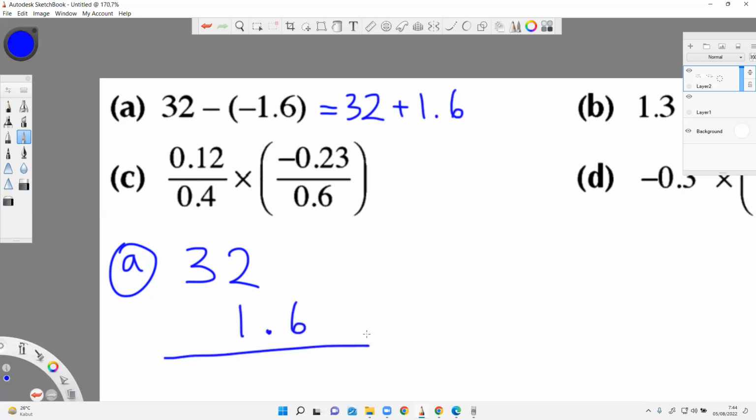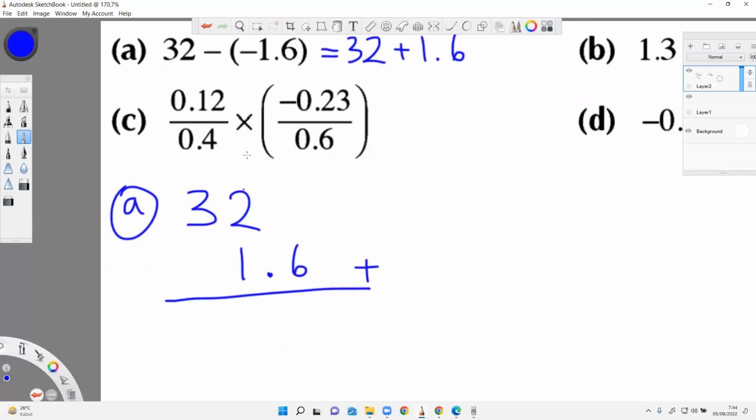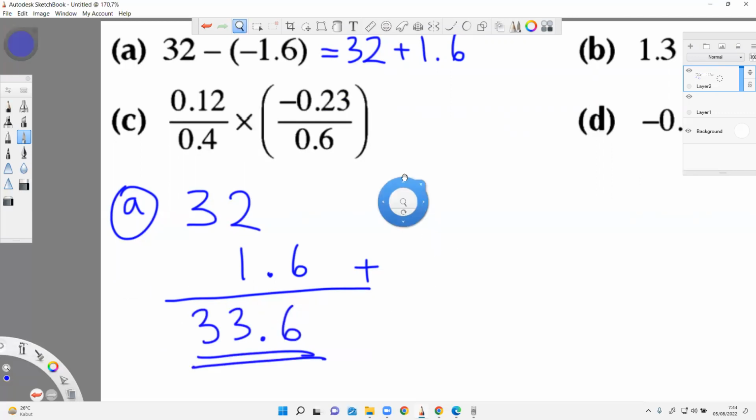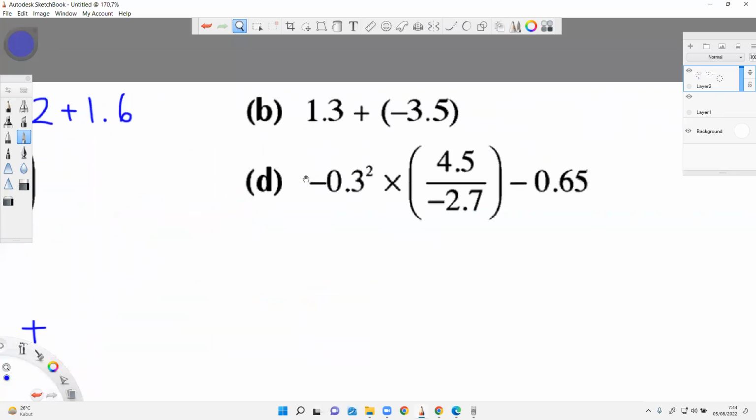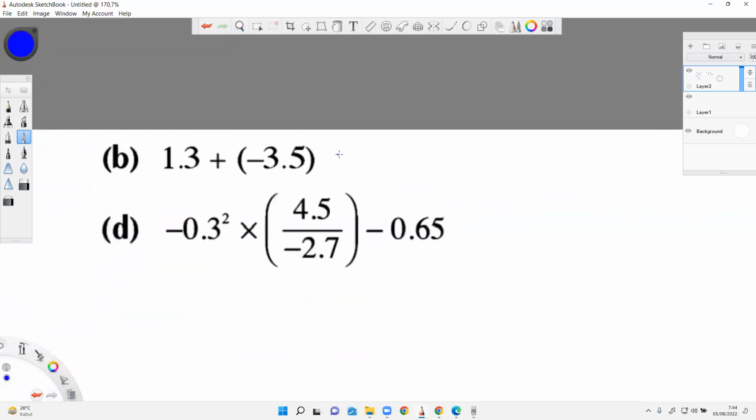1.6. Just write down like that. Why I put the one here? Because we have to add the same place value. Okay. 53.6. Done. On question B. 1.3 subtract.